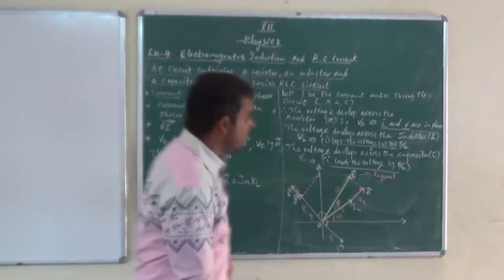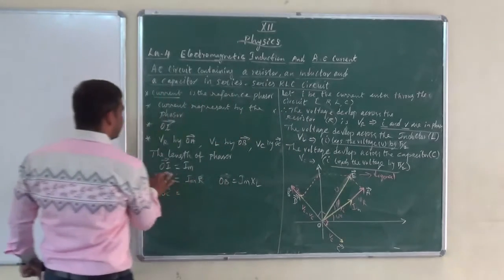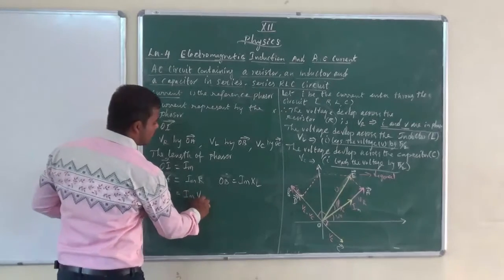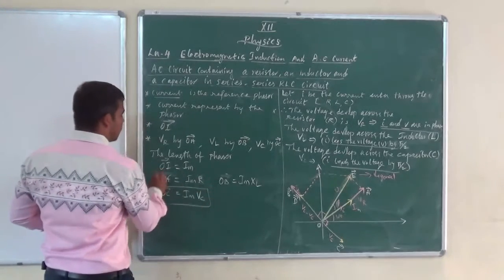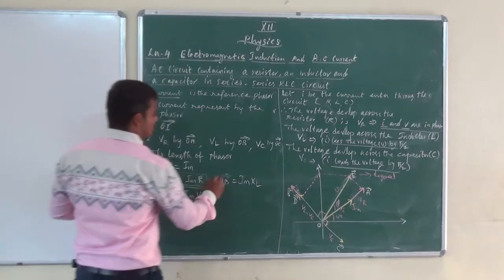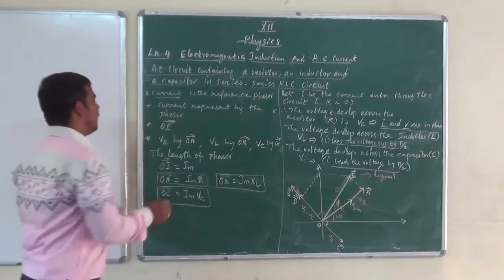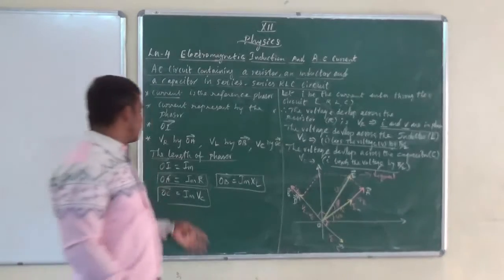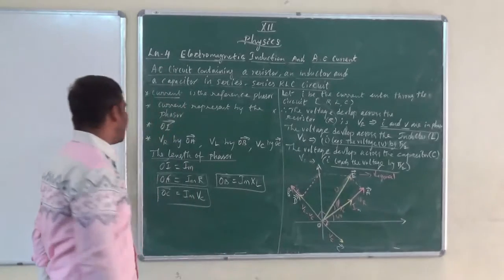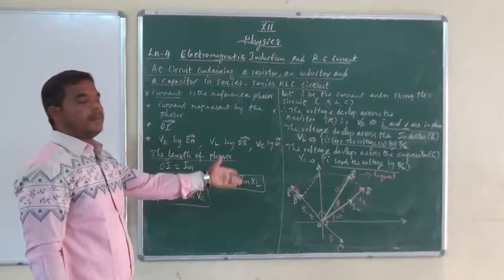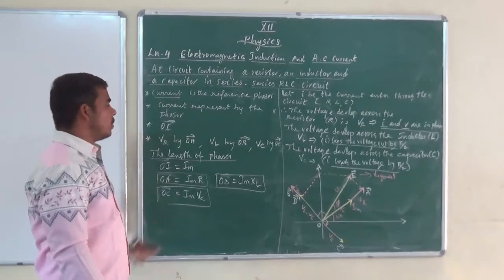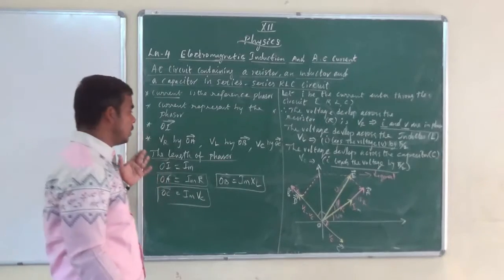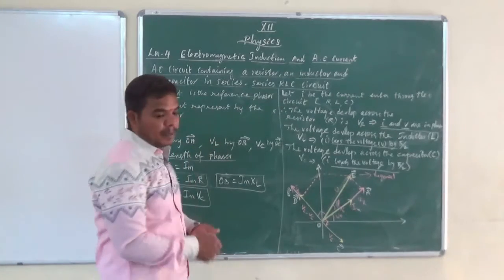Then OC is nothing but Im into XC. See that box? These are the lengths of the phasor. The length of the phasor can be represented by OI equal to Im. Everything is taken from the phasor diagram. You don't have to memorize; practice a number of times and you can write it automatically without confusion.